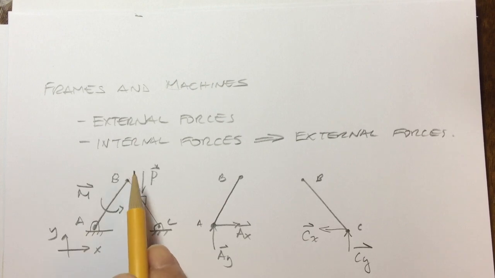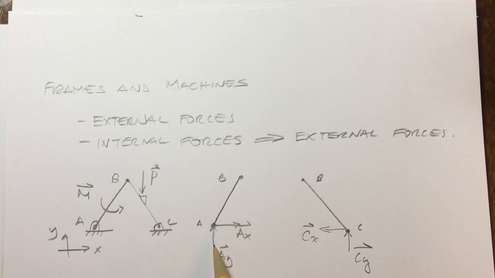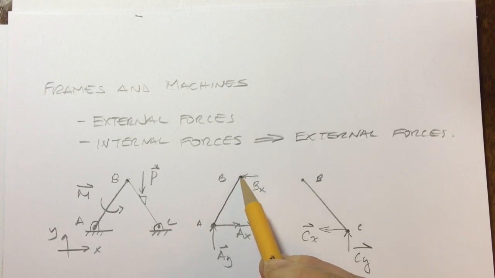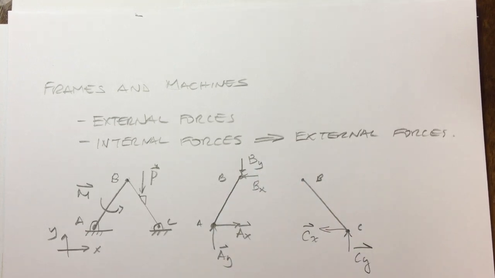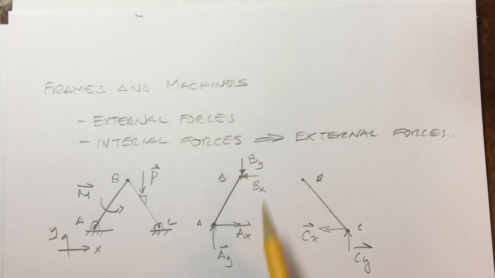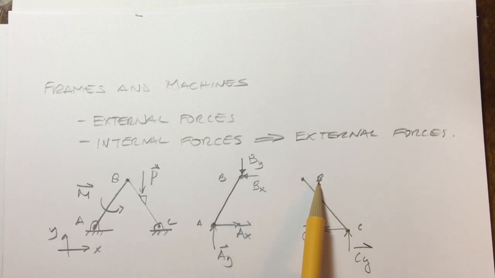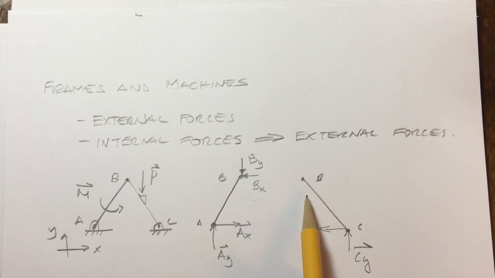At B, there's a pin there, and that pin prevents member AB from translating in the X and Y. Therefore, we'll have reaction forces BX and BY. And those are just my assumptions, that I'm assuming that it goes to the left and it goes downwards. This point B is the same as this point B. Because we separated them, these used to be the internal forces, but since we separated them, they're now external forces.